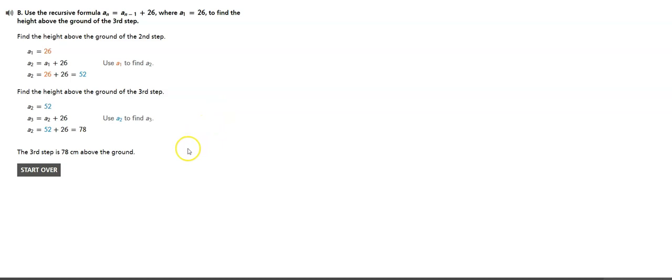Now we're going to do it again so that we can find the third step. So our second step was 52 centimeters tall. So we're going to use our recursive formula with 26 being the difference. Using 52, we're going to add 26. Now we have found the third step.